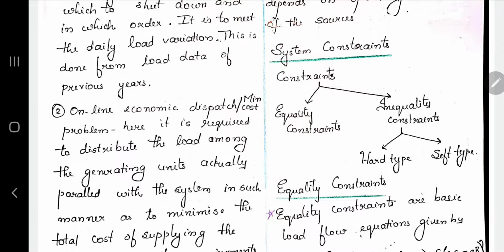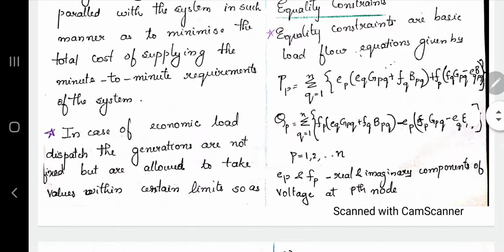Constraints can be mainly divided into two types. One is equality constraint and the second one is the inequality constraint. And inequality constraint again can be divided into hard type and soft type. Let's move on to the first one, equality constraint.